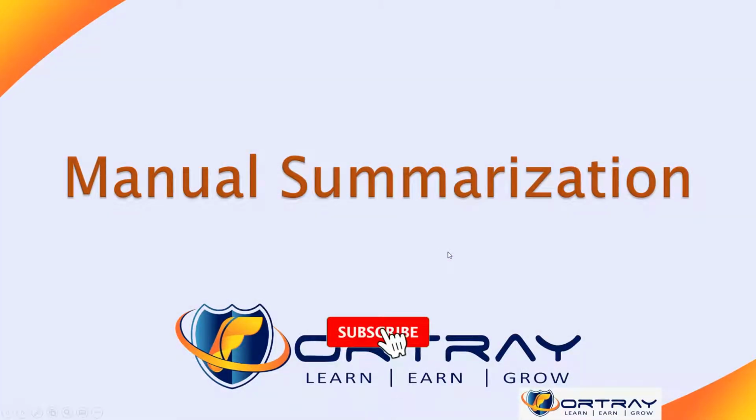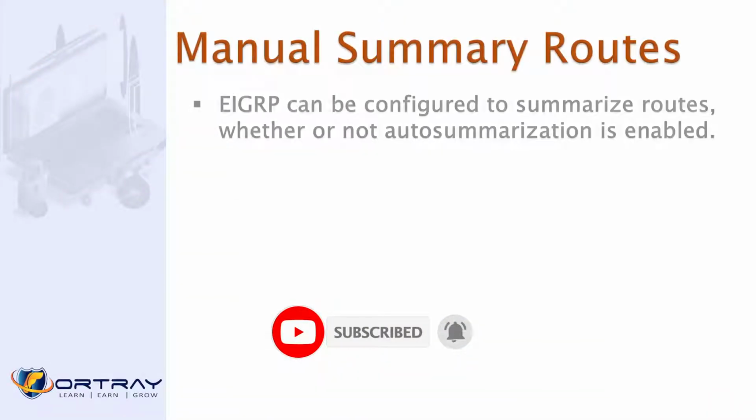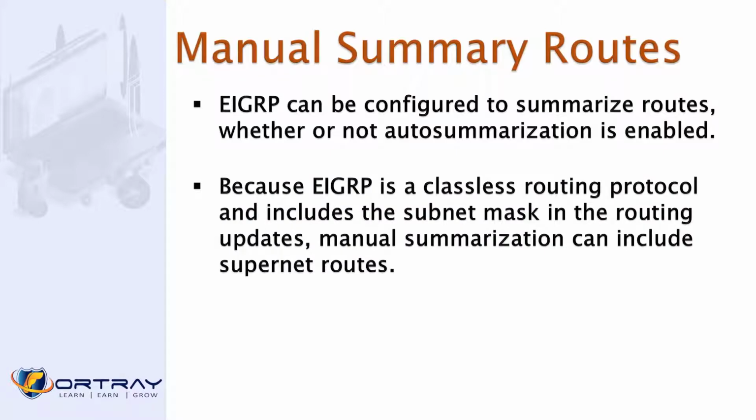In some cases we need to do manual summarization, as I mentioned, because sometimes you want to make your routing table small. If you have a larger routing table, it can take more memory or CPU utilization. EIGRP can be configured to summarize the routes whether or not auto summarization is enabled, because EIGRP is a classless routing protocol and it includes the subnet mask in the routing table.